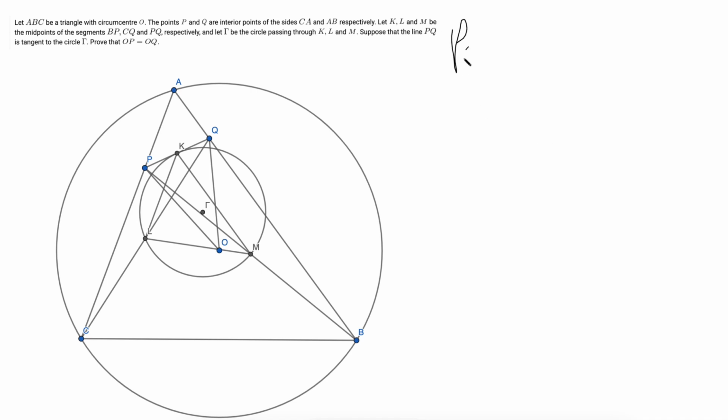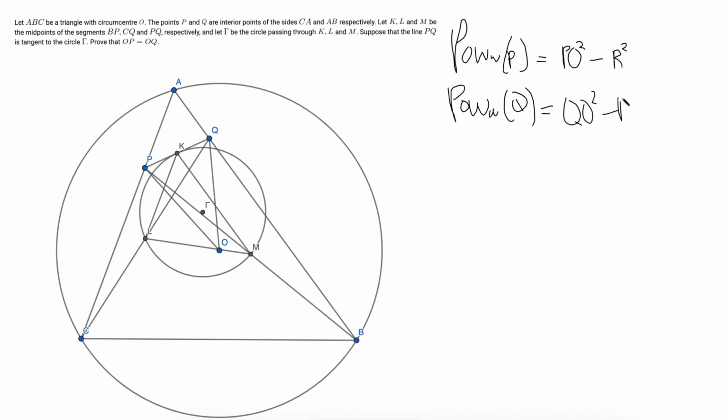So the power of P with respect to the circumcircle of ABC will be equal to the distance to the circle squared, so that will be PO squared, minus the radius squared. And here the radius is the radius of circle O. Similarly, we can write power of Q. So the power of Q will be equal to QO squared minus R squared.